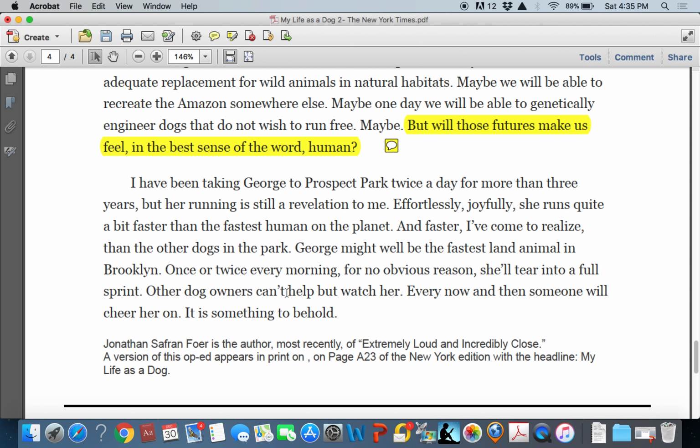I have been taking George to Prospect Park twice a day for more than 3 years, but her running is still a revelation to me. Effortlessly, joyfully, she runs quite a bit faster than the fastest human on the planet, and faster, I've come to realize, than the other dogs in the park. George might well be the fastest land animal in Brooklyn. Once or twice every morning, for no obvious reason, she'll tear into a full sprint. Other dog owners can't help but watch her. Every now and then someone will cheer her on. It is something to behold.